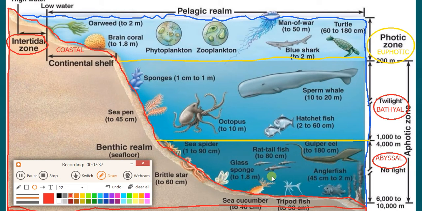And then we have no light zone here where we have the abyssal zone, typically over the abyssal plains, which is what these flat areas in the ocean are called. But I don't think you need to know that, so we're just going to gloss over that like it doesn't exist.